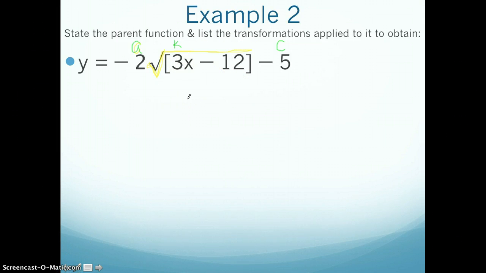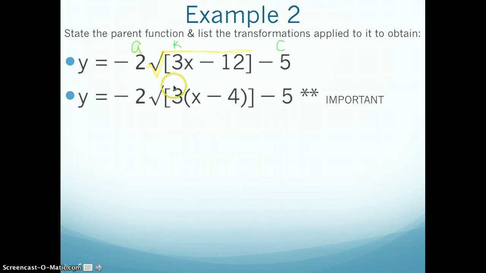Oh no, I can't change slides without losing this that I just wrote. But anyway, what you have to do is if you ever see a coefficient on the x and no bracket separating them, then you have to factor it out. Okay, so we're going to factor 3 out of the 3x minus 12, which is going to leave us with a 3 and then x minus 4. Okay, because 3 times x is 3x and 3 times negative 4 is negative 12.